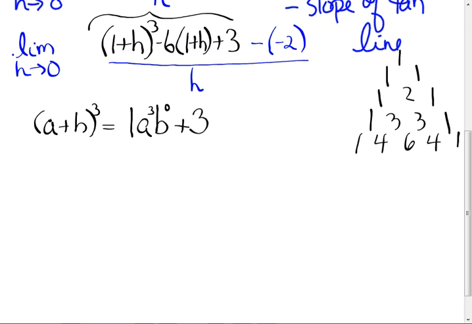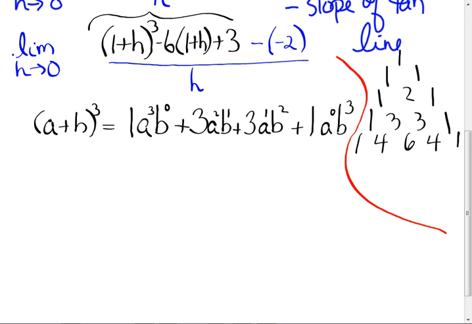Okay, so it's a squared, and the b's are going to go up. These have to add to 3, plus 3. Then it's ab squared. Put the 1 in there so you see it's 3. Plus 1, and it's a to the 0, b cubed. There. I'll let you do that. I'll let you put the 1 and the h in. Okay? I know, you don't like the algebra, do you?